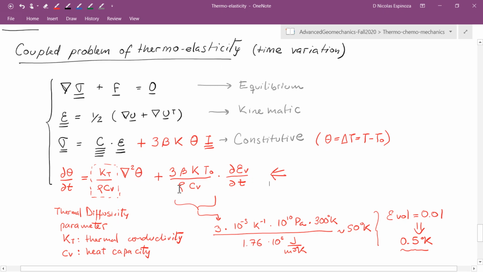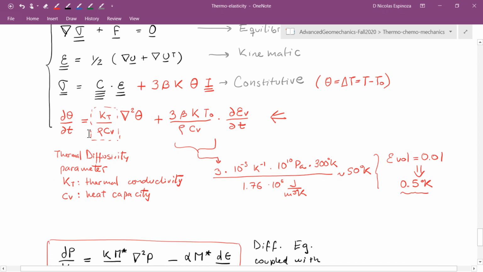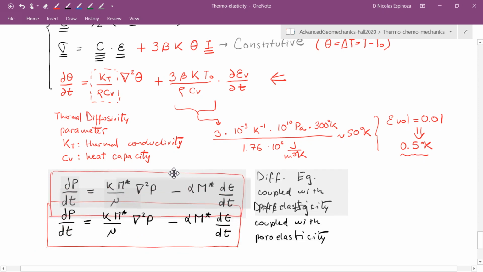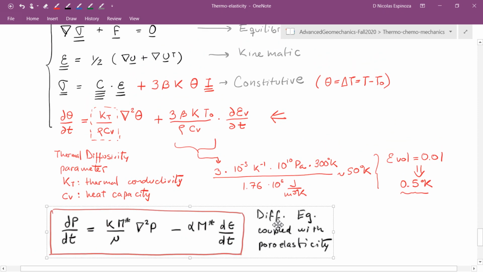What happens when you have pore pressure? It's going to be a little bit more complicated. I just remembered one more thing that I wanted to do before I go into the next topic, and this is to compare this equation with this equation that we saw before. The equation here on the bottom is the diffusivity equation for pore pressure. And notice how similar it is.